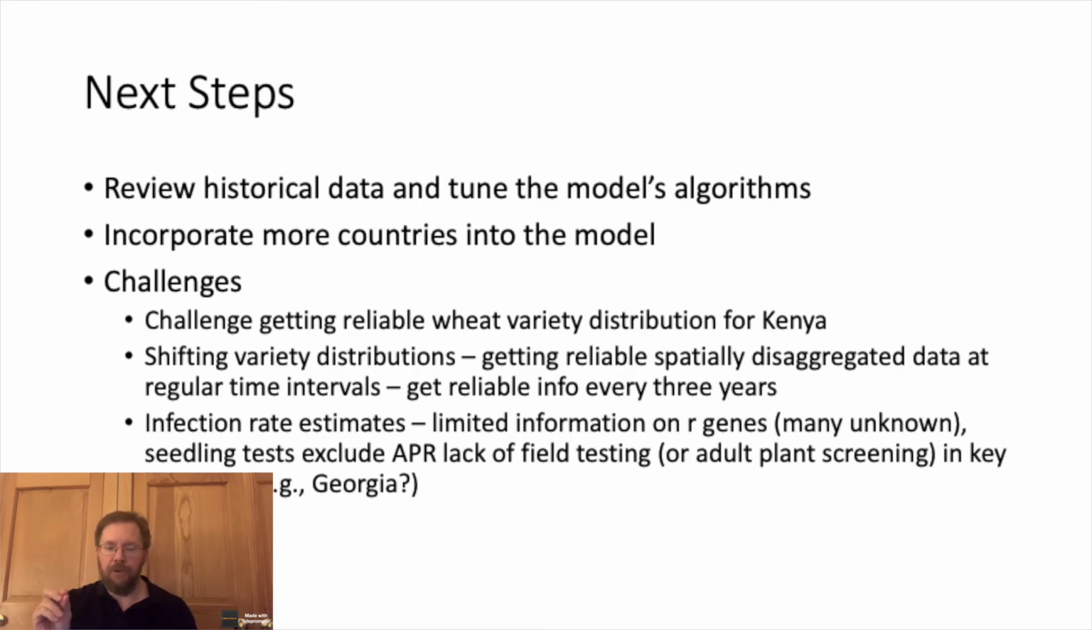We see that there are several challenges. Challenges include getting reliable wheat variety distributions for countries like Kenya and other countries. There's shifting varietal distributions and getting reliable spatially disaggregated data at regular time intervals. It would be great if we could get that every 3 years. Lastly, infection rate estimates. We have limited information on R genes. Many are unknown. And there's a lack of field testing or adult plant screenings in key locations like Georgia. But those are some of the challenges.